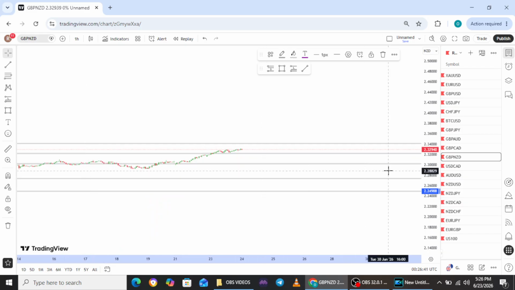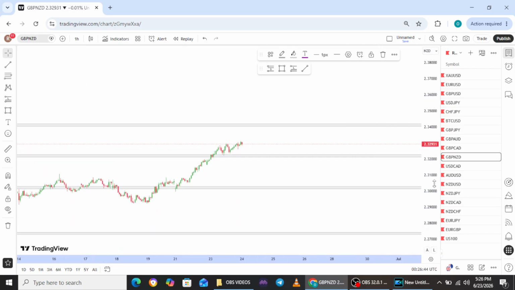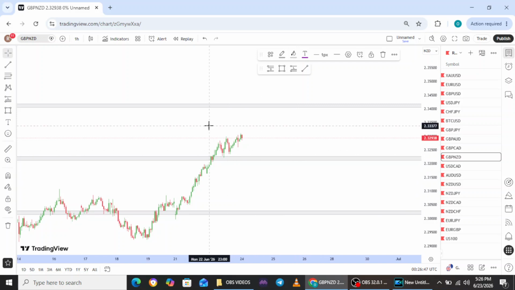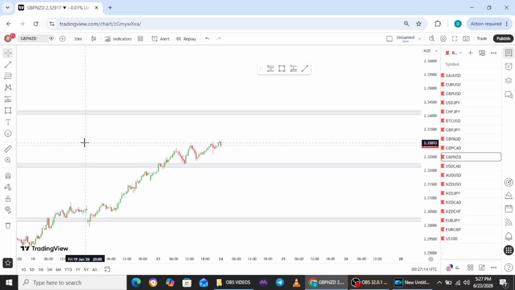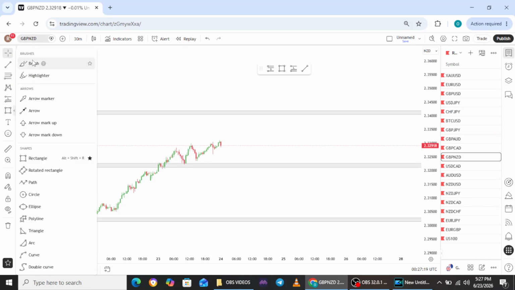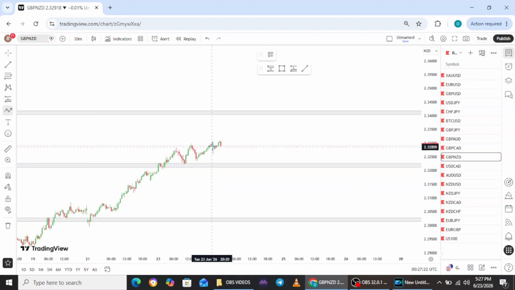Okay, so what can we do? Okay, this is what you can do. The market has broken out from this structure. I won't be trading this at this level, but if the market retraces back to this level, it's indeed a very good trade. So what will I be doing? I'll just sit down and wait for the market to come back to this level.